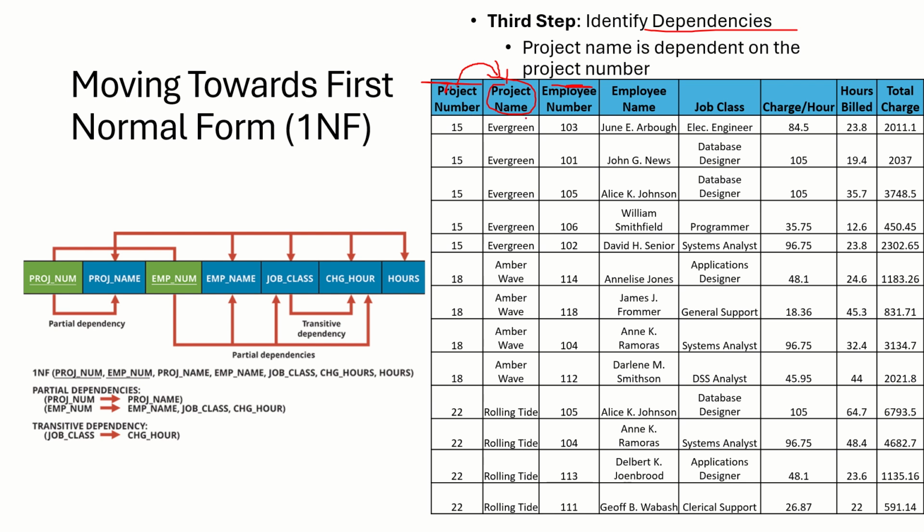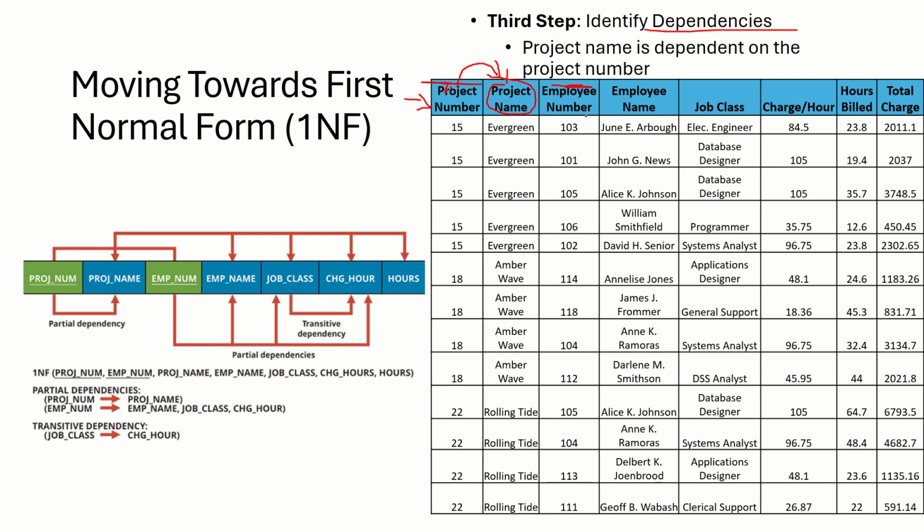So that means if you know the project's number or name, you can tell exactly the employee name. No, you cannot tell the employee number. You cannot tell the job description, classification, or charge, or hours, or total charge. So in that case, there is only one we can tell from the project number.